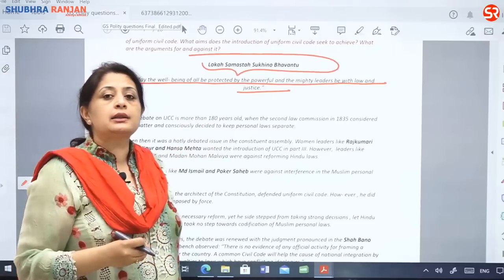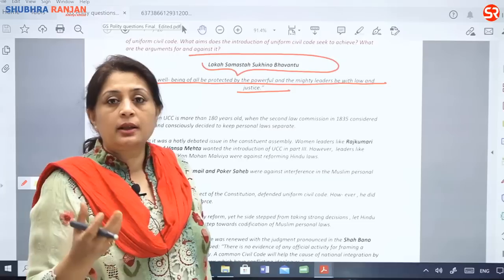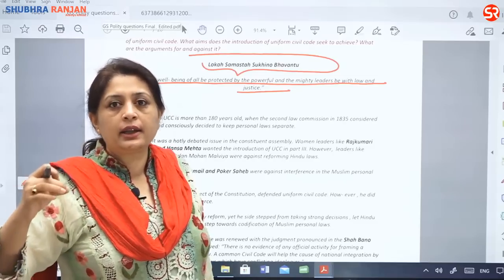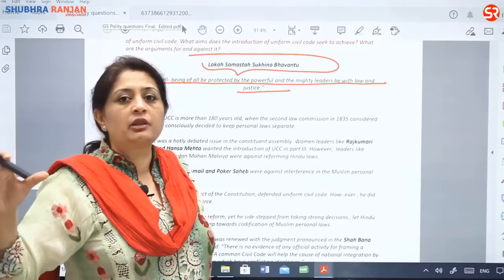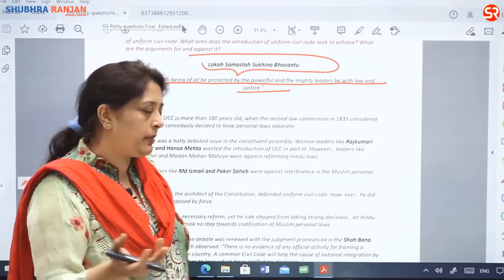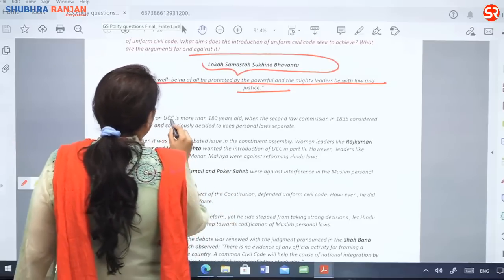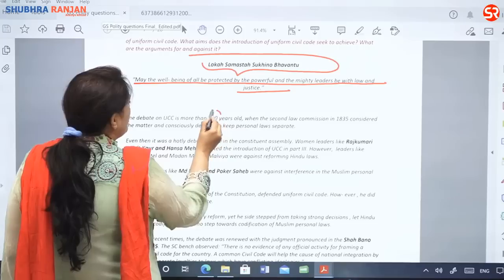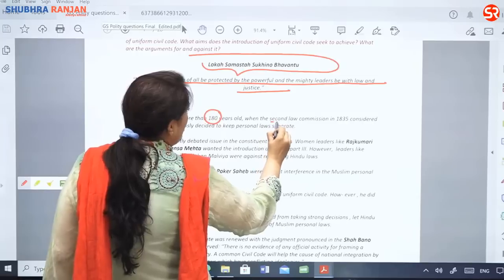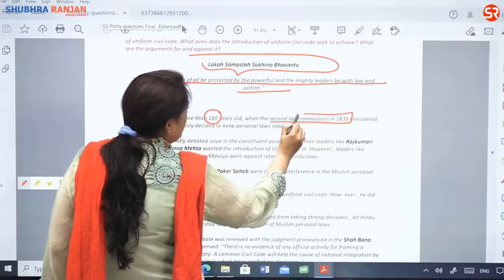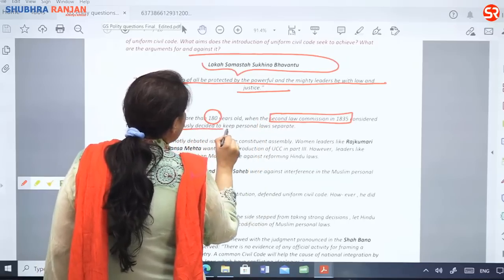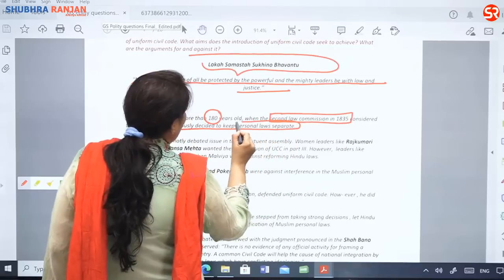Fine. The answer will be there even without it, but it can fetch you some additional marks. In the answer which I had discussed, the problem was that you have completely missed the spotlight back on the debate. So the debate on Uniform Civil Code is more than 180 years old, when the Second Law Commission in 1835 considered the matter and consciously decided to keep the personal laws separate.